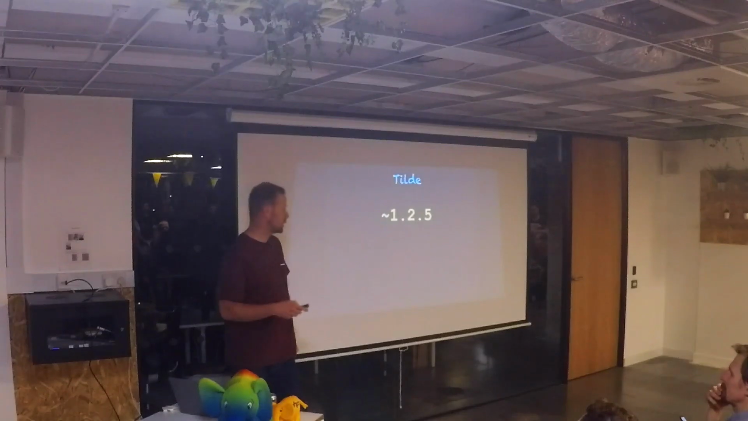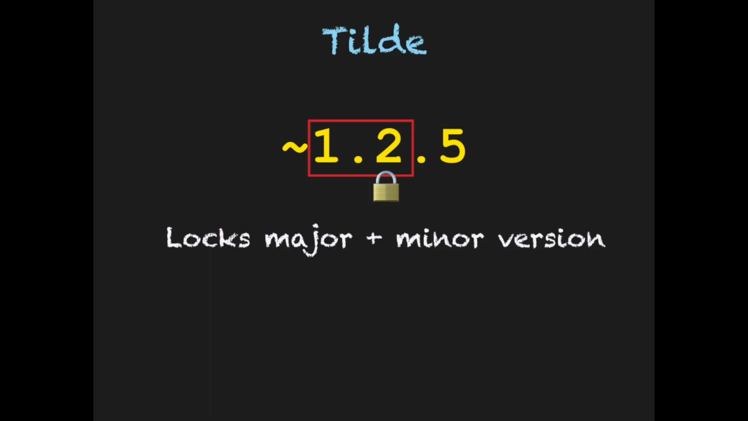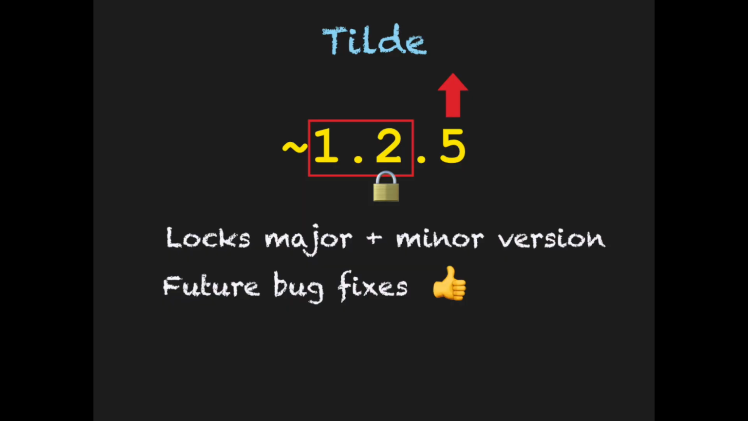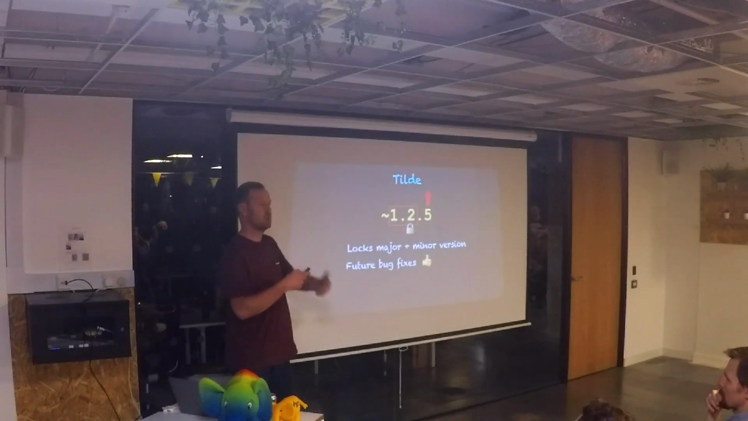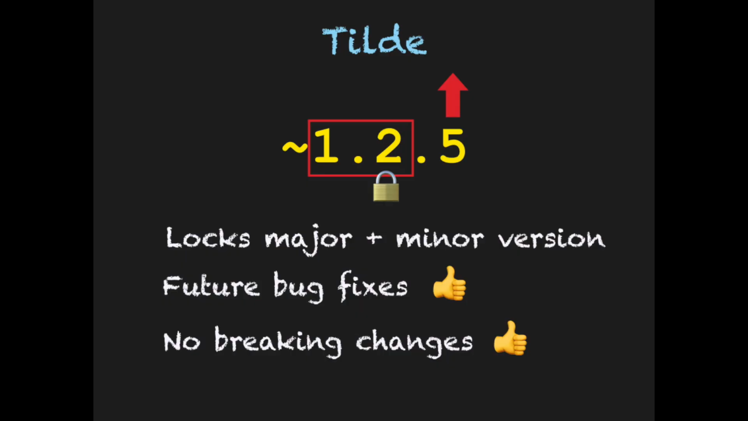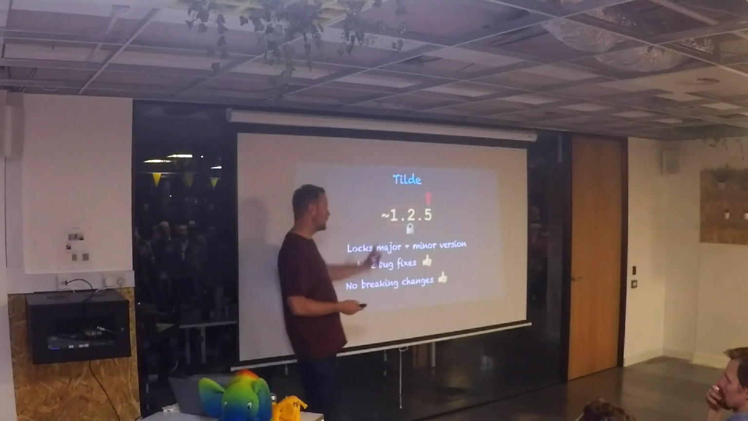The tilde. This one locks down the minor version number, which by virtue means it also locks down the major one. This one has got the advantage in that when you build in future, you're going to inherit in patch bug fixes, and there's also no breaking changes. It doesn't allow that middle number to go up.